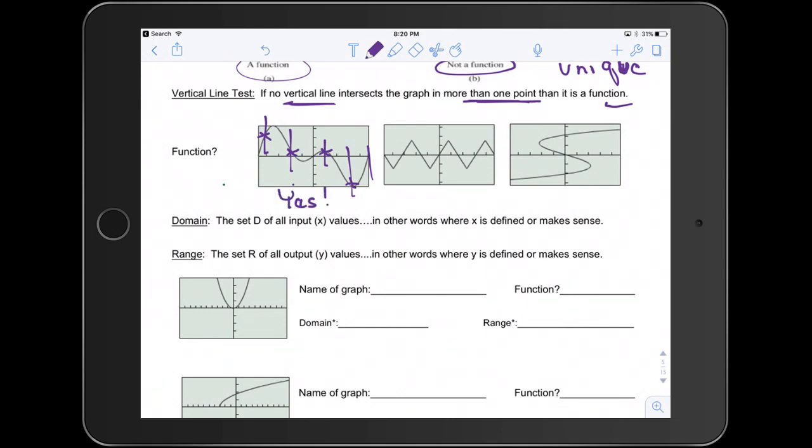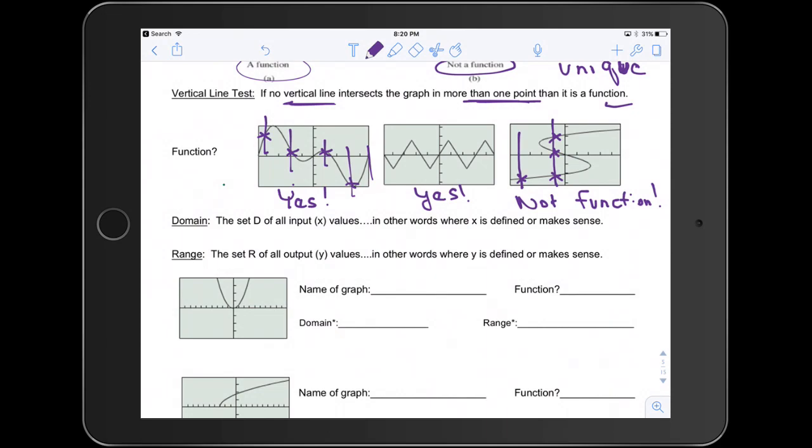Same thing here. This is a function because, again, it passes the vertical line test, which means it's only intersecting at one spot. And this right here is definitely intersecting at more than one spot, which makes it not a function. Don't get me wrong, here it's only intersecting once, but if at any point a vertical line hits more than once, it is not a function. So this is not a function.